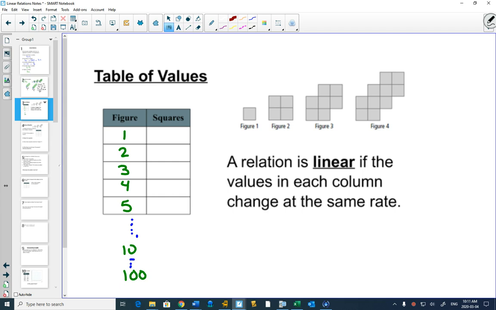All right, figure 1 has 1 square, figure 2, 4 squares, then 7 squares, then 10 squares, then 13 squares. What do you notice in the squares column in between each one? You're going up by 3s, which is what we explained in words, right? We said you add 3 blocks every time. We can see it in the numbers. We go plus 3, plus 3, plus 3, plus 3.